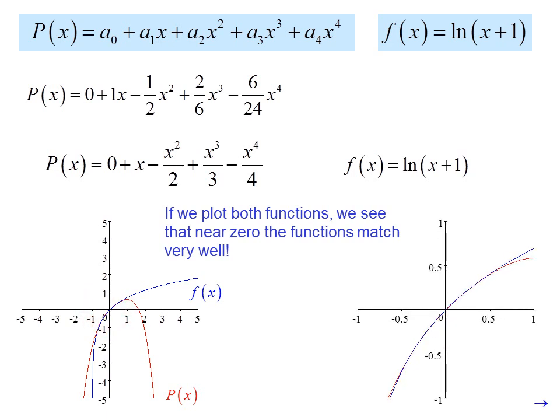In fact, if we zoom in, we see that between negative 0.5 and positive 0.5, the curves line up almost exactly to the naked eye.